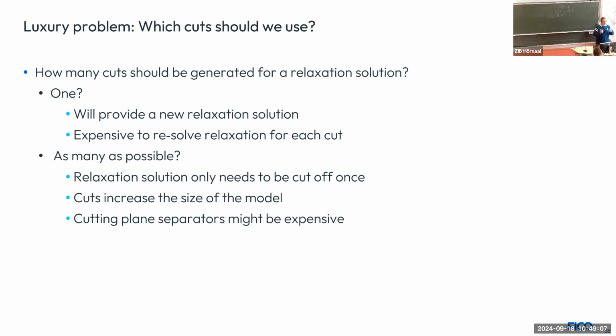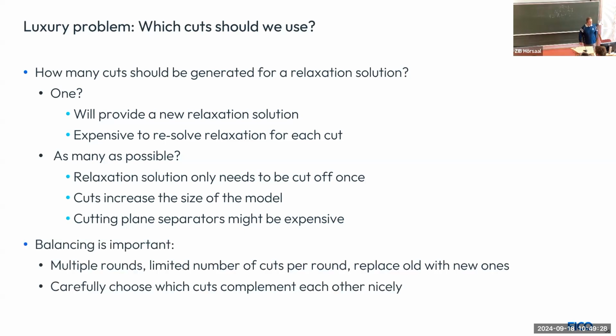Well, first of all, as we just argued, we don't need to cut off the solution multiple times necessarily. Cuts might increase the size of the model. So if you start with a model that has 10 constraints and already in your first round generate 1,000 different cutting planes, that does not sound like a good idea. And also the cutting plane separators themselves might be expensive. So there's a sweet spot in the middle. Balancing is important here. And that's why you do multiple rounds.